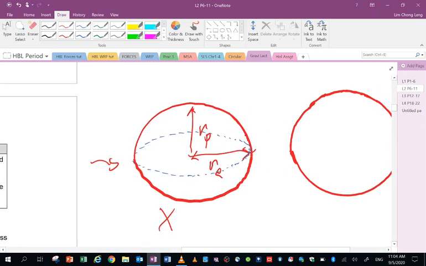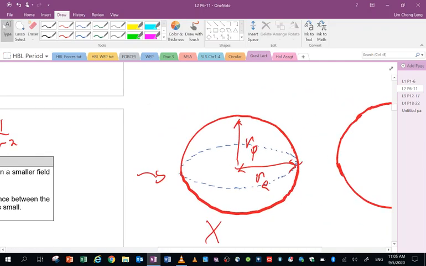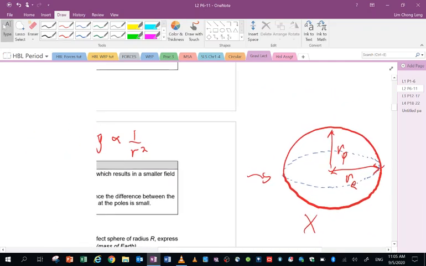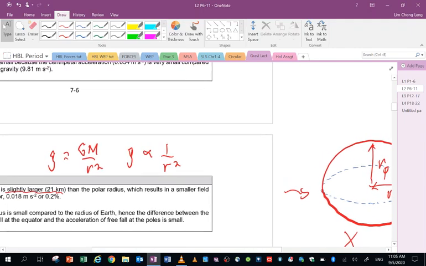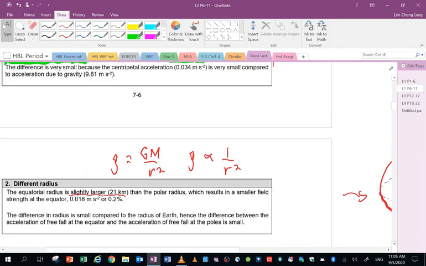Instead, for A level, we will consider Earth as a perfect sphere. So you write down, this is what we will consider Earth to be. This is a perfect sphere. Therefore, the effect on g due to the difference in r is very small. You can make a calculation. Actually, the effect is very small.